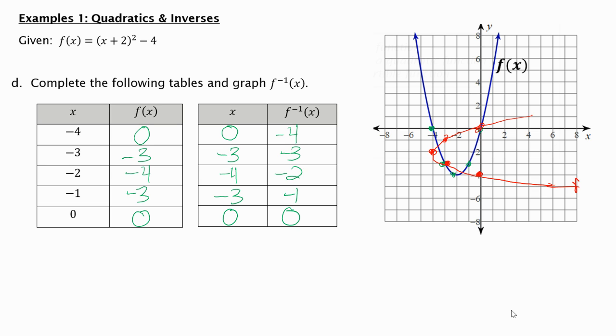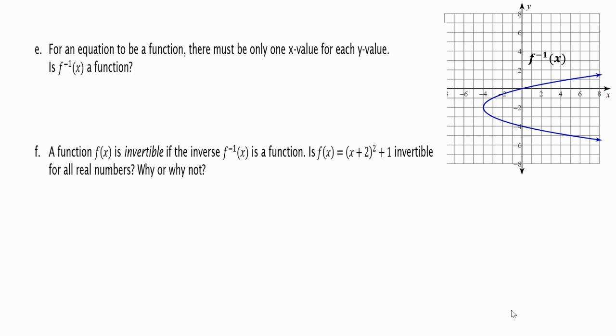So the graph would look something like this, where it's the parabola that's on its side. For part E, the question asks, for an equation to be a function, there must be one x value for every y value. So what that means is that it actually has to pass what we call the vertical line test that you might remember from Math 1 and Math 2.